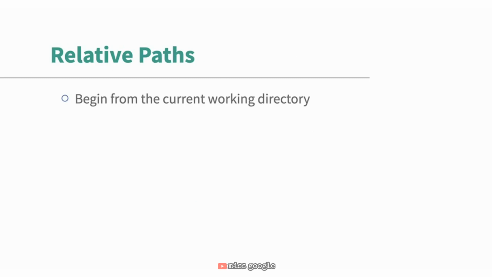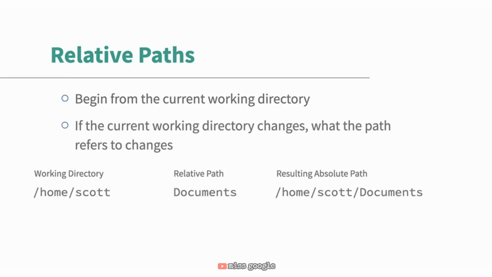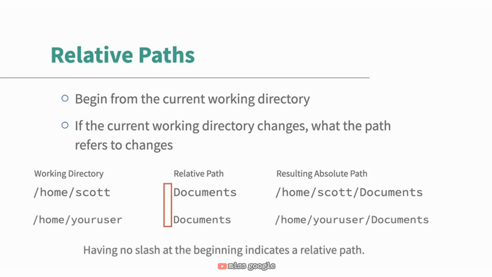Relative paths are relative because if the working directory changes, the place they refer to changes as well. For example, if I knew I was working inside my home directory and I wanted to refer to my documents directory, the relative path documents would take me there. And if we expand the absolute path for that directory, we can see how that works. And if you are working inside your home folder, the same relative path would refer to your documents directory. When we see a path that doesn't begin with a slash, we'll know we're working with a relative path.